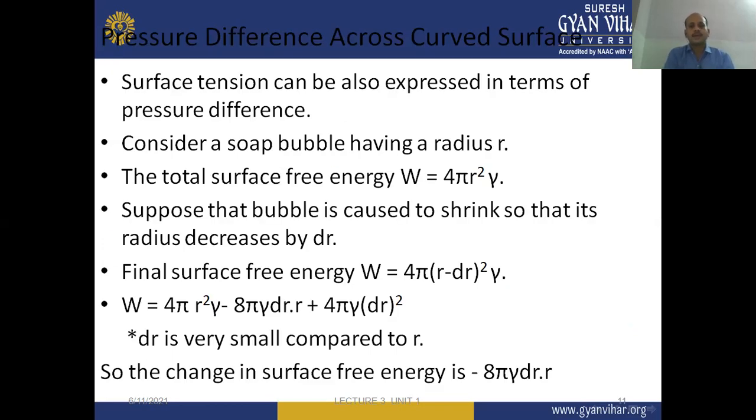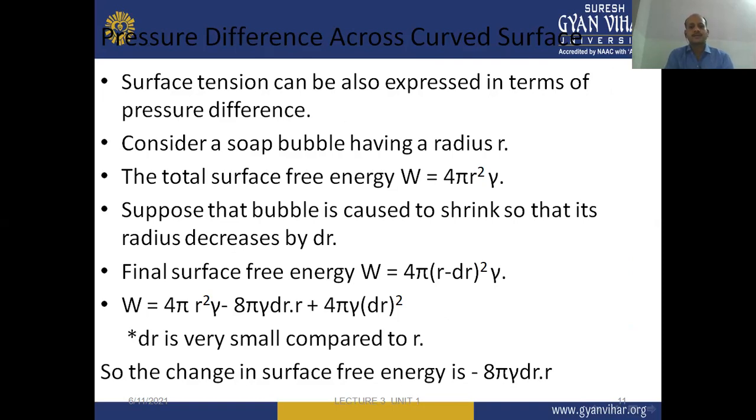Consider a soap bubble having a radius r. The total surface free energy, because W is equal to gamma delta A, can be written mathematically as W equal to 4 pi r squared multiplied by gamma, where 4 pi r squared is the area and gamma is the surface tension.